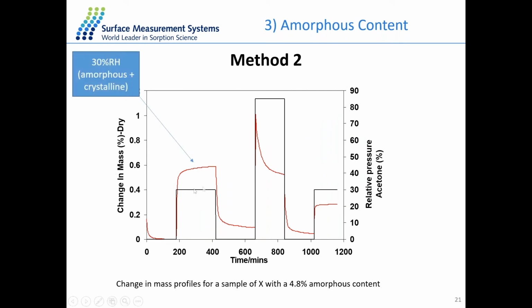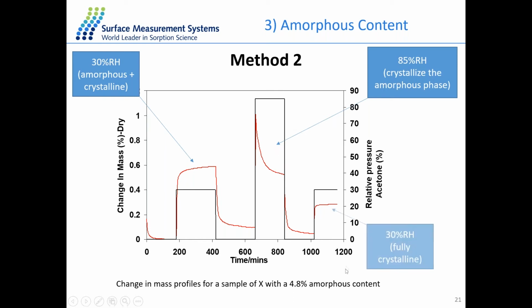So we first expose the sample to 30% RH here, which is for both amorphous and crystalline phase. And then we expose the sample to 85% RH to crystallize all the amorphous phase in the material. And then further exposure to 30% RH again, and this time is for the fully crystalline material. And there will be a difference between the first and the last stage here. And this difference is because of the amorphous content inside the material.